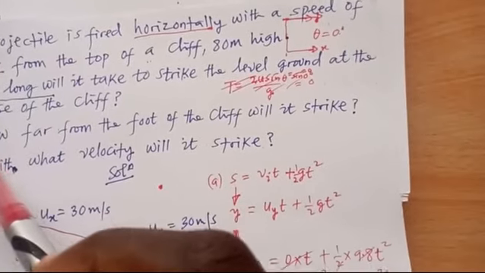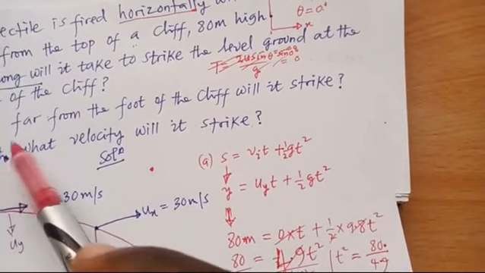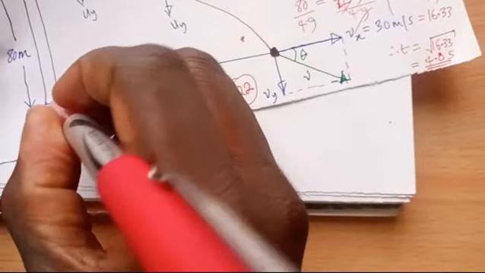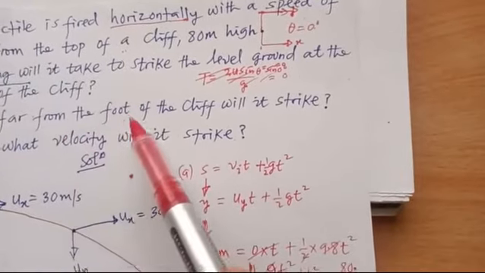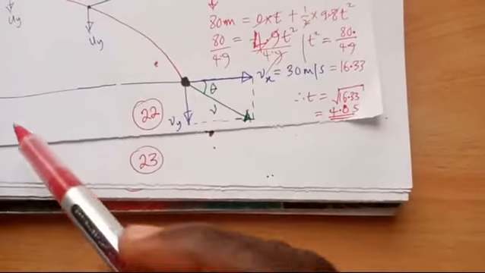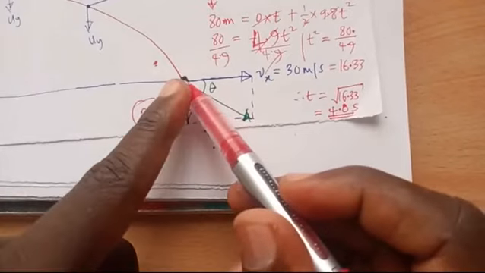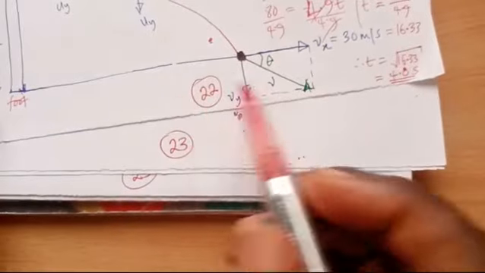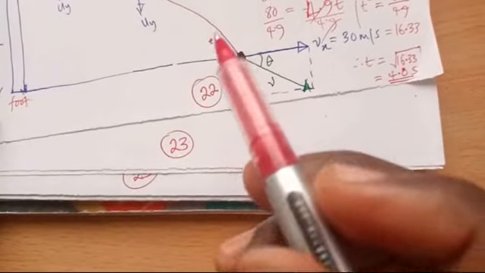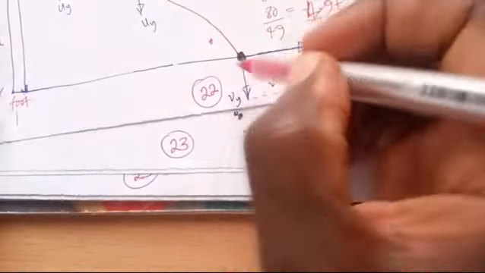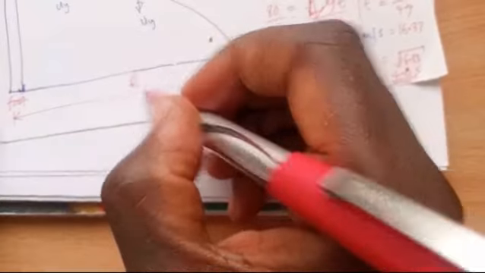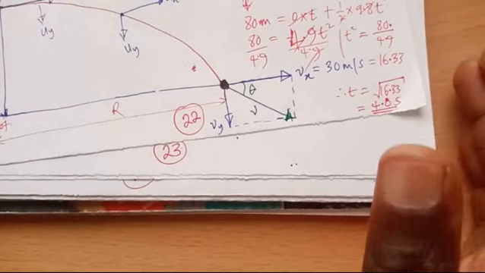Next, let's read the problem. B says, how far from the foot of the cliff? This is the foot of the cliff. So how far from the foot of the cliff will it strike? It strikes here. How far is this place from here? How far is the striking point from the foot of the cliff? So this one we now get, this is our R. Clearly this is our range.